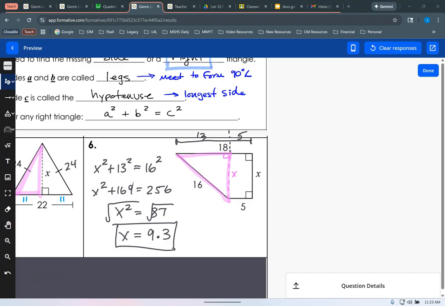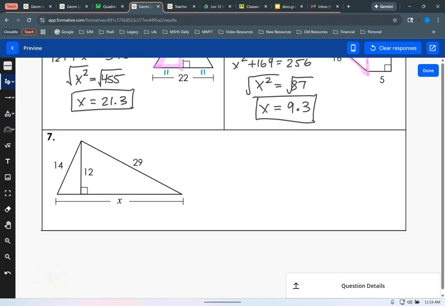All right. Questions? You see what I did here? Took that shape and cut it up so that I could get a right triangle out of it so I could use my Pythagorean theorem along those lines. Okay? All right.